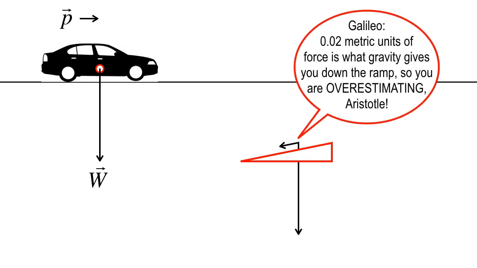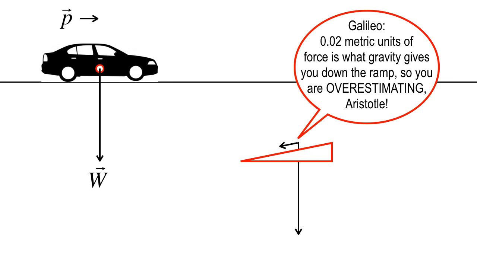And Galileo says, if you have a ramp of this size, this is the ramp that gives you 0.02 metric units of force from gravity. And gravity's push, gravity's accelerating, just like Rachel accelerated down the ramp. She didn't have the full force of gravity because she was on a ramp. We measured it. And Galileo says, you're overestimating, Aristotle. If you agree that you can have constant motion for this car and 0.02 metric units of force to keep it at that speed, I can show that no, that's the amount that you get from a ramp that's tilted.